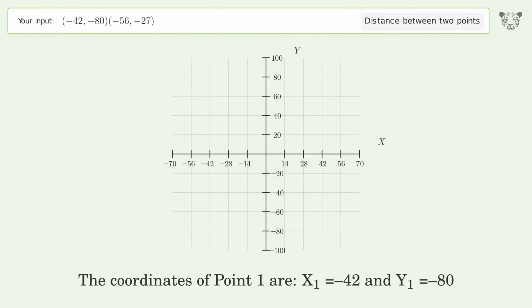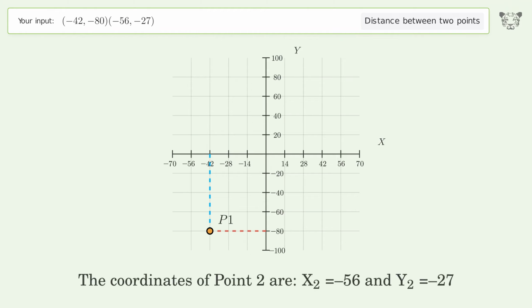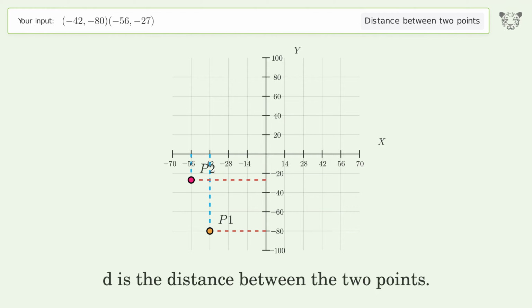The coordinates of point 1 are x1 equals -42 and y1 equals -80. The coordinates of point 2 are x2 equals -56 and y2 equals -27. D is the distance between the 2 points.